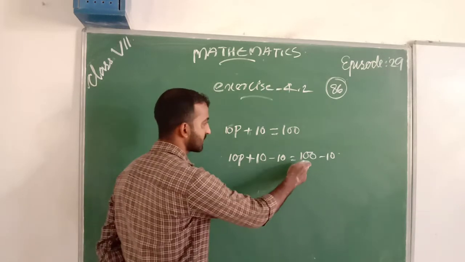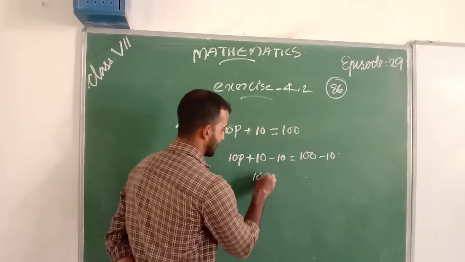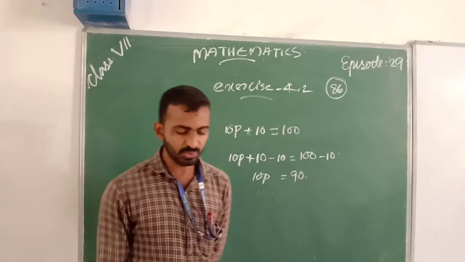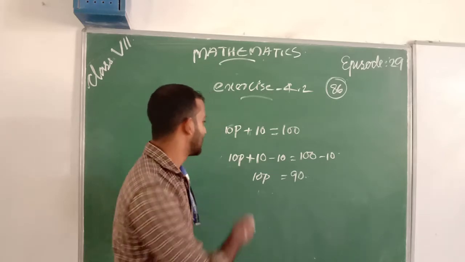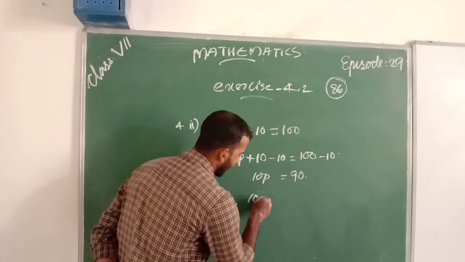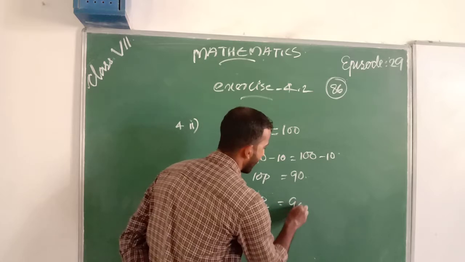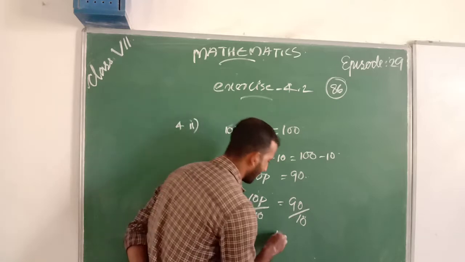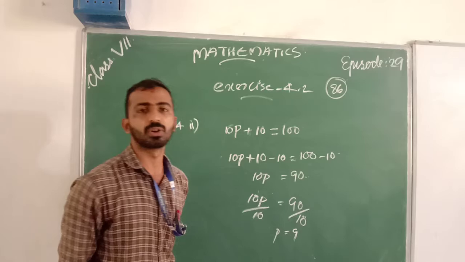That is what we get. We get 10p equal to 90. Is it? Yes. And in the next step, divide by 10 on both sides. We get 10p by 10 equal to 90 by 10. 90 by 10, that is p equal to 9.